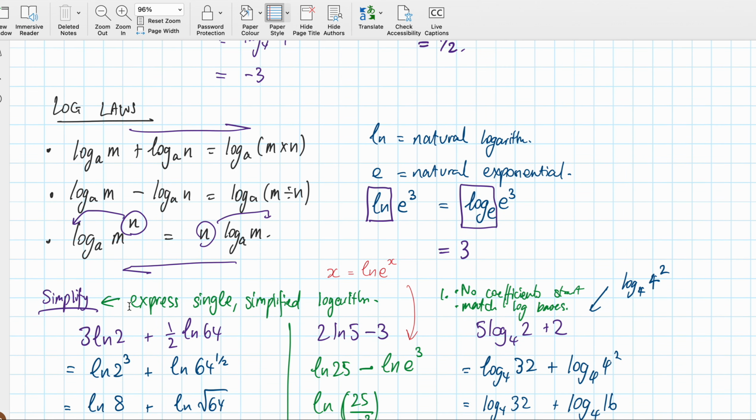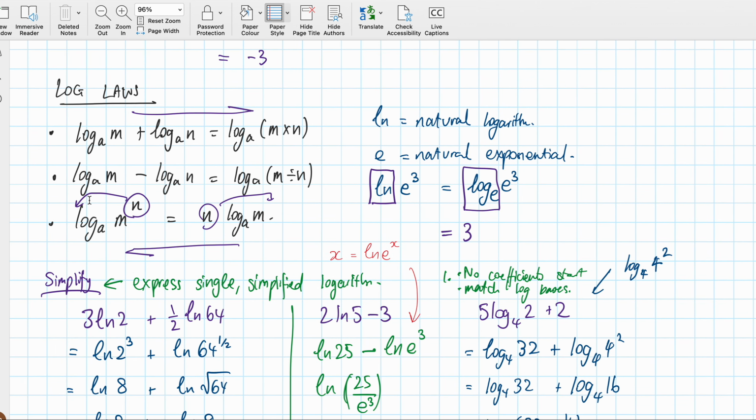Now, the log laws are very much like the index laws, but as you can see, there are nowhere near as many log laws as there are index laws. The first one is log base a of m plus log base a of n. We can express this as a single logarithm of the same base by multiplying the numbers inside the log, so m times n. Similarly, if there's a take here, this converts to a divide.